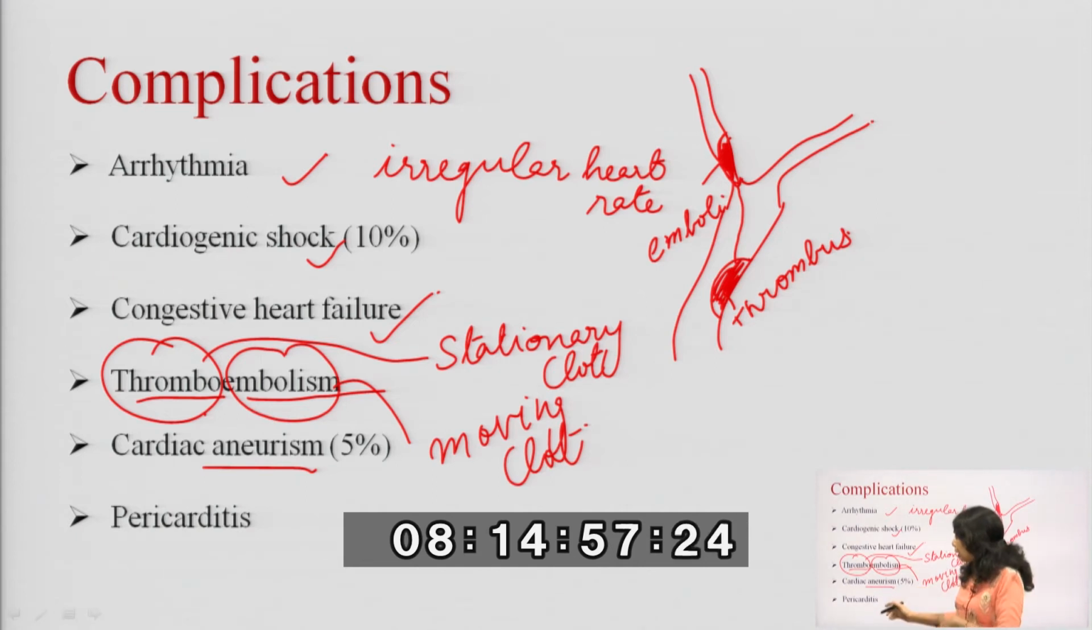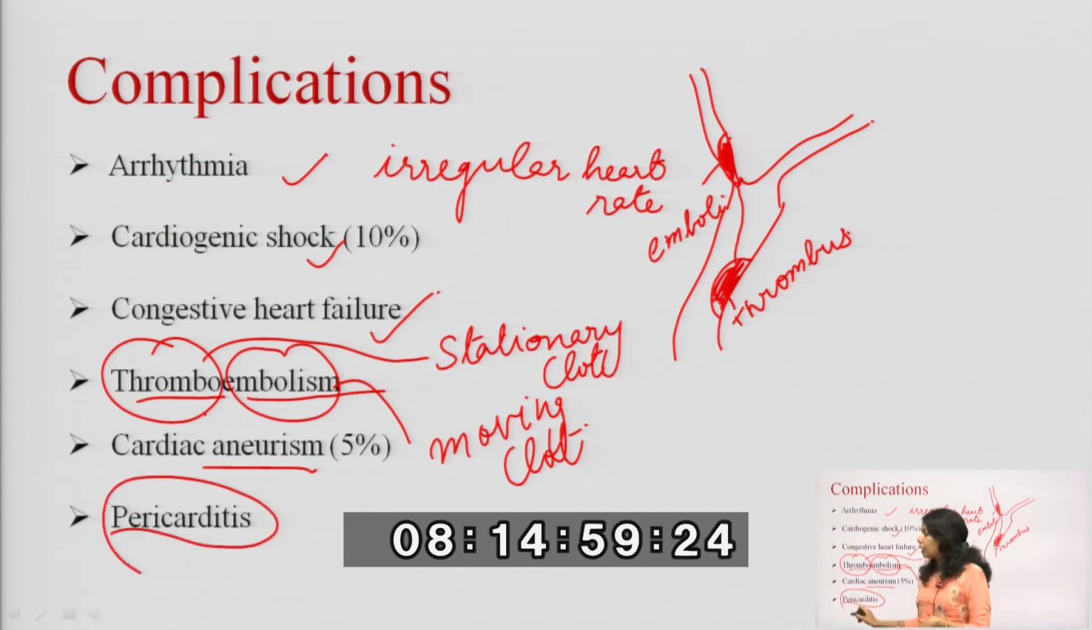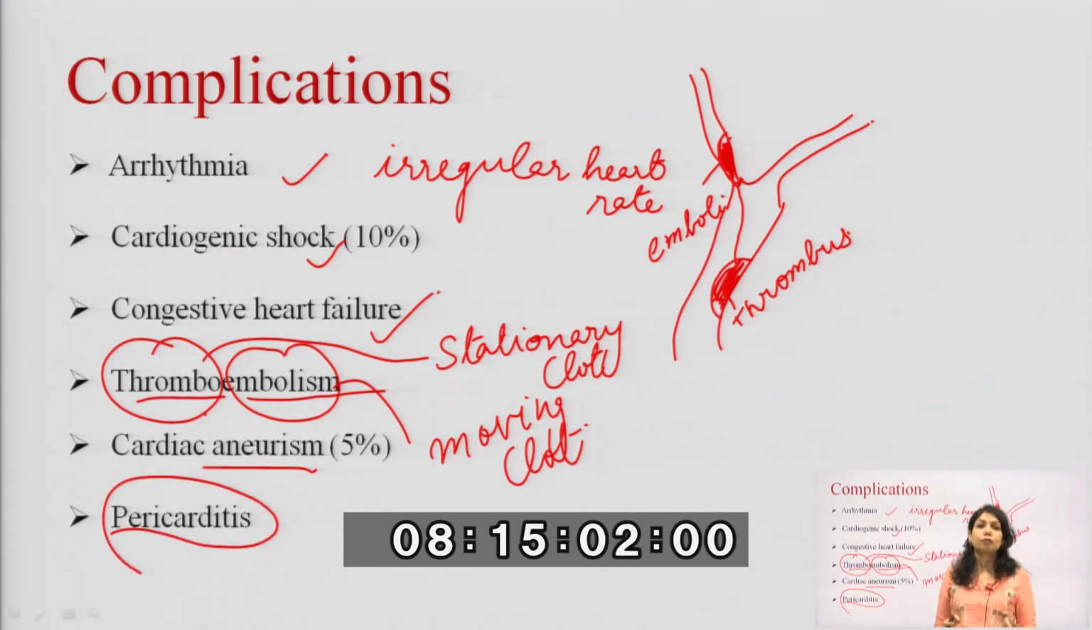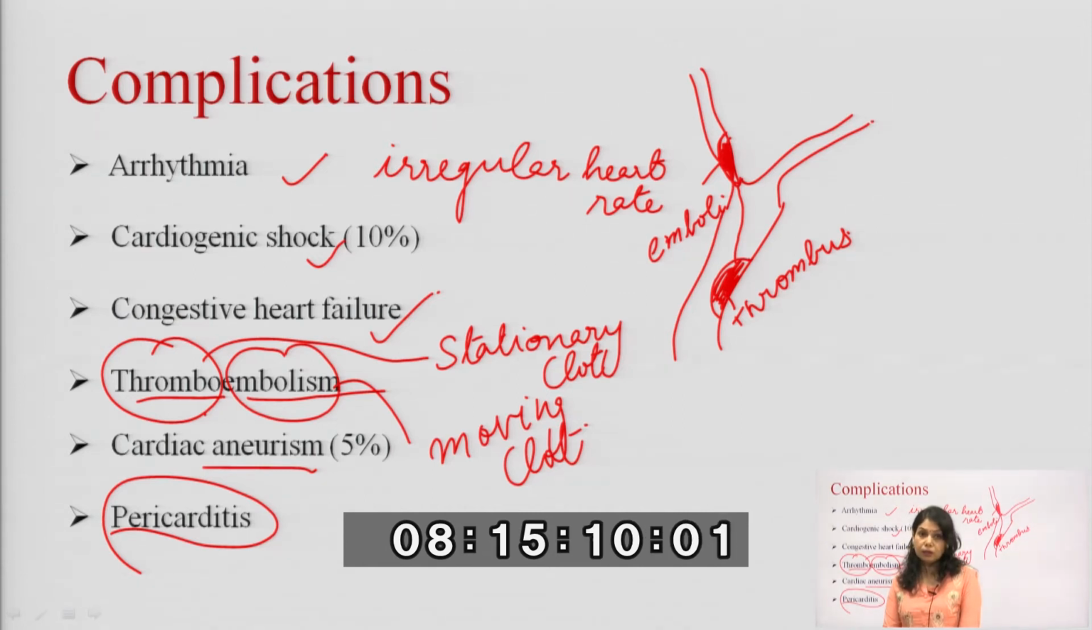Then pericarditis. Pericarditis is the inflammation of the pericardium. That may lead to myocardial complications. A patient suffering from myocardial infarction may, after some time, get pericarditis, inflammation of the pericardium.